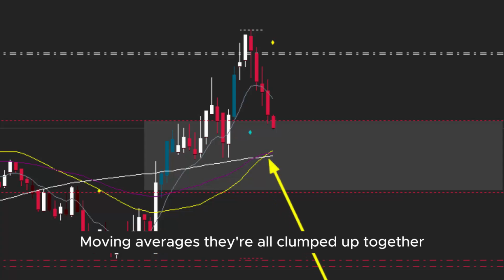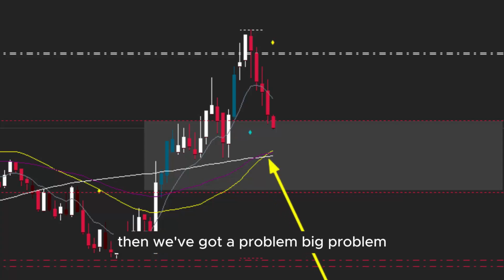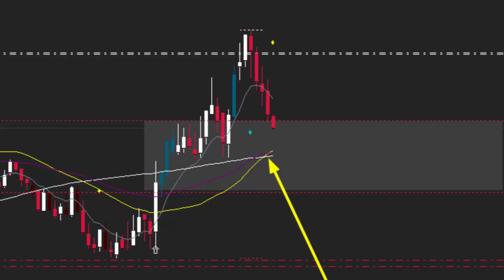Averages, they're all clumped up together. If it doesn't reject them, then we've got a problem. Big problem.